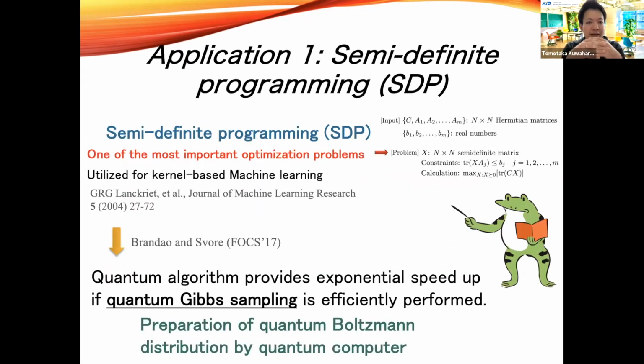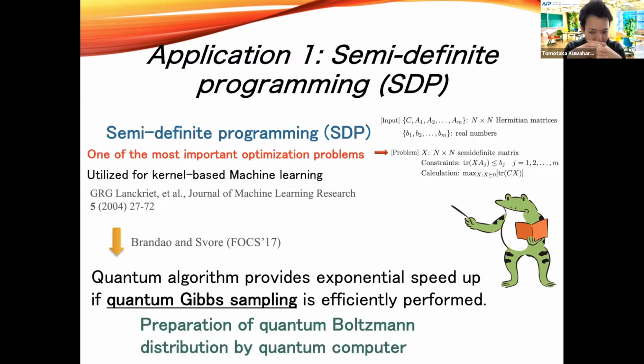I want to show several applications of quantum Boltzmann distributions. The first application is semi-definite programming, which I denote SDP. This is a very important application. The setup of semi-definite programming is mathematically formulated by this form, but I don't mention the details. This is the generalization of the linear programming problem. Very roughly speaking, semi-definite programming aims to maximize the target function under the matrix constraints.